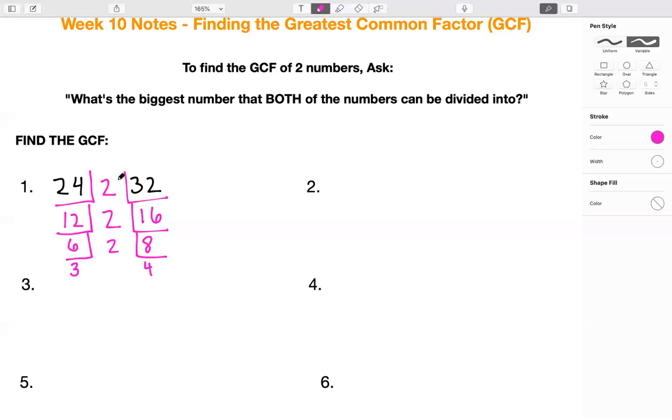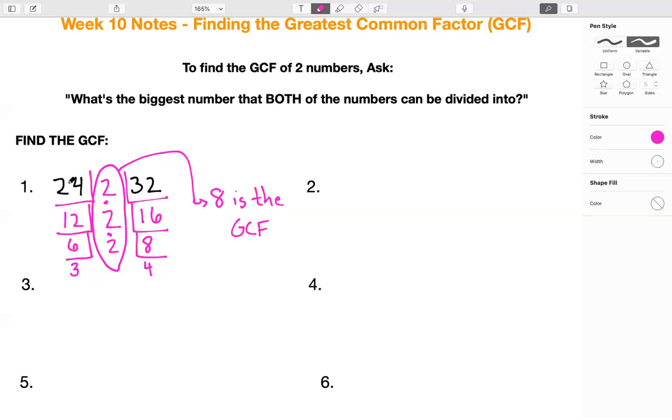But what we have in the center here is the thing that will allow us to figure out our greatest common factor. And what we have to do is multiply the numbers in the center together. That will give us our GCF. So 2 times 2 times 2 is 8, which is the GCF, the greatest common factor.